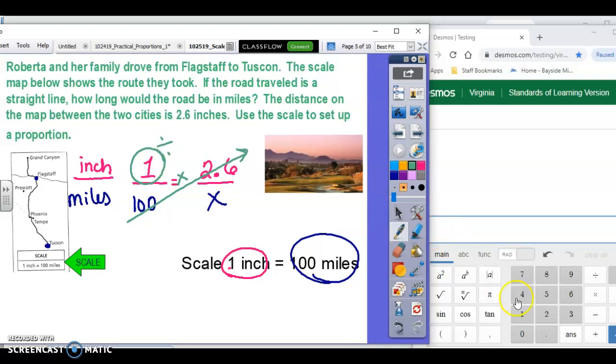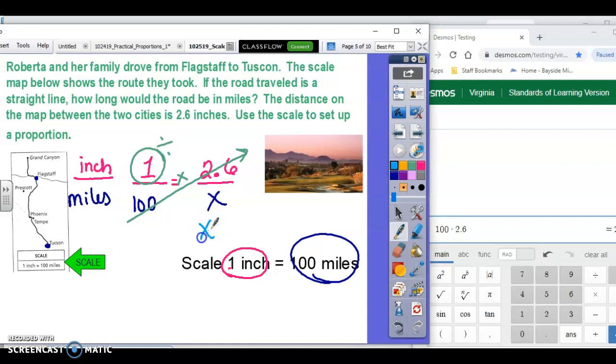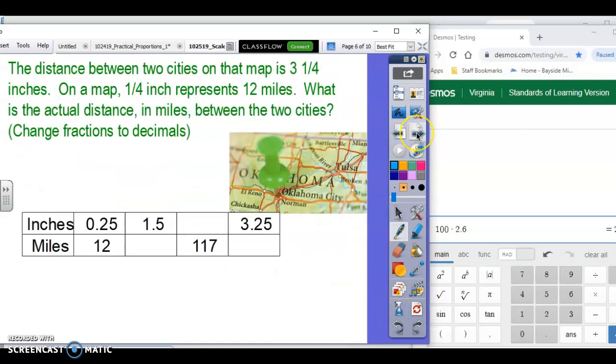So I come over and I type that in. So I have 100 times 2.6, and my answer is 260. So x equals 260 miles. That's how long the family would travel. All right, let's go to the next one.